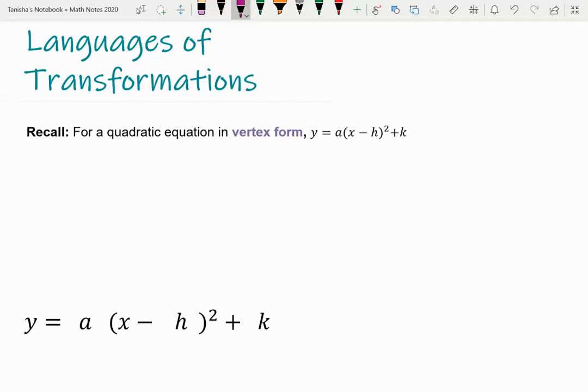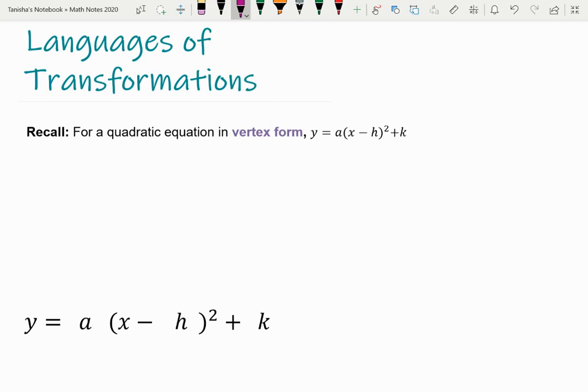In today's session, we will be learning what is the appropriate language to use when describing the transformations that have been applied to our very most basic parabola that we can draw that has been constructed from the equation y equals x squared. Over the last couple of lessons, we have learned that parabolas from the original parabola can be translated to the left or to the right, up and down, stretched vertically or compressed vertically.